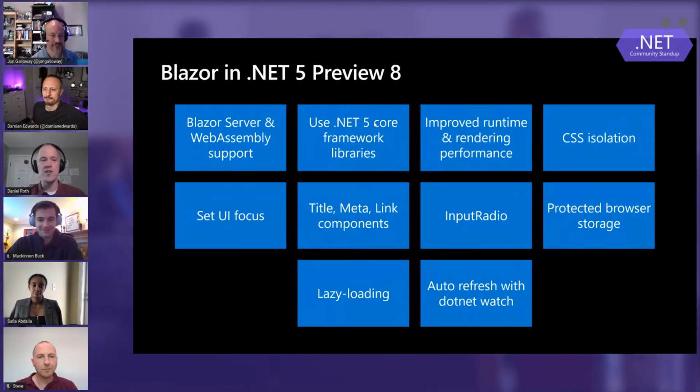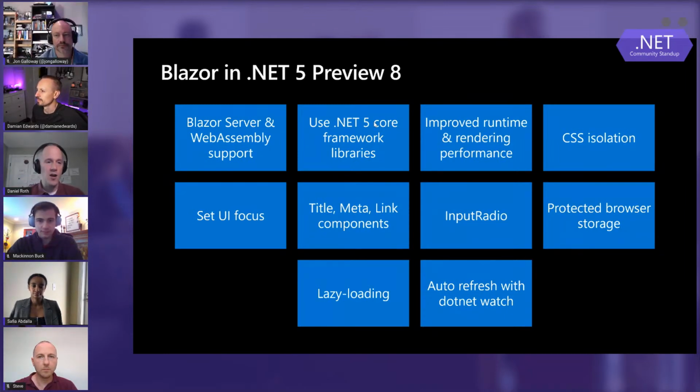So .NET 5 right now is at preview 7, if you haven't been following along with .NET 5. And Blazor is in .NET 5, both Blazor Server and Blazor WebAssembly. Blazor WebAssembly got inserted into .NET 5 for preview 6 and then updated again in preview 7. So both hosting models are there.